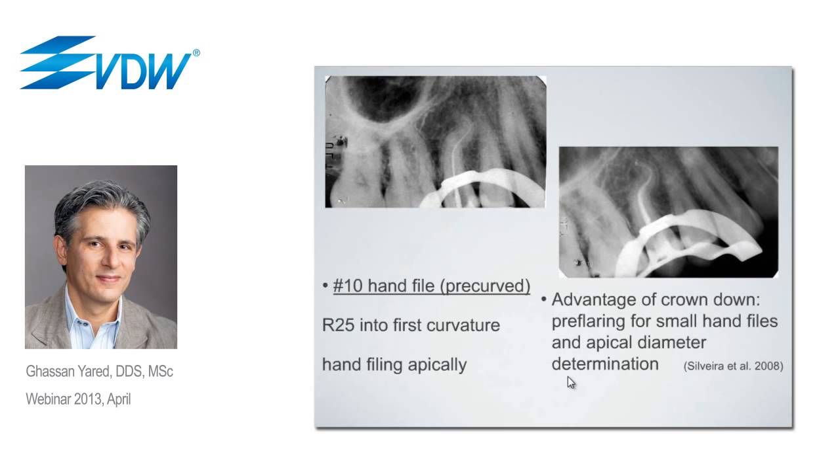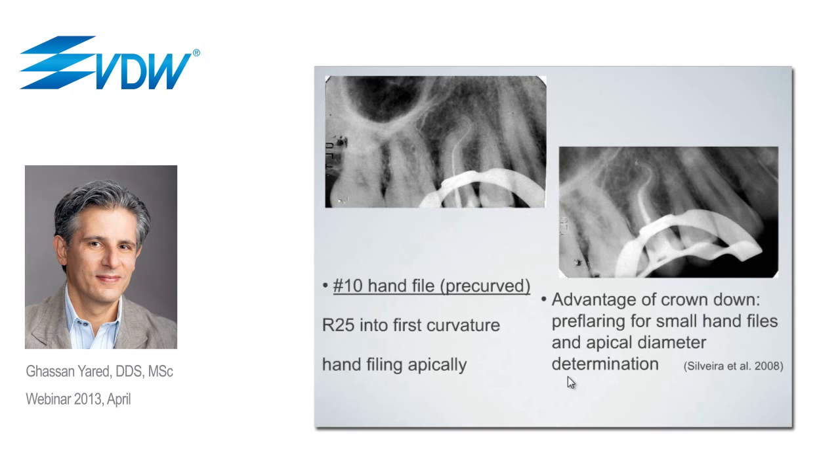In some cases, just when you look at the preoperative radiograph, you can tell from the anatomy that you will not use a Reciproc instrument to the working length. So in this case, there is a severe double curvature. The Reciproc instrument was used as far as possible, as long as it was advancing easily. At some point, it stopped advancing.